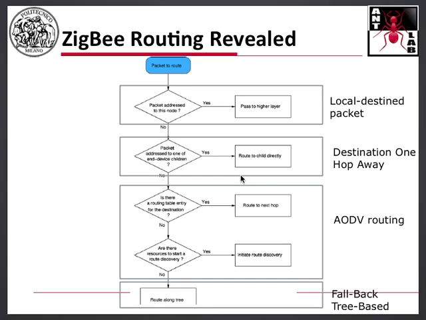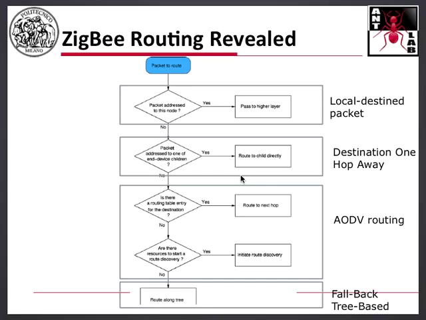Then, if we pass this test, meaning the packet is not meant for the local node, but the packet is meant for one of the devices which are neighbors of the node processing the packet, then again routing is aborted and the packet is transferred to that specific device. So the first 2 blocks here are the easiest cases, where either the packet has arrived or the packet is just one hop away from its destination.